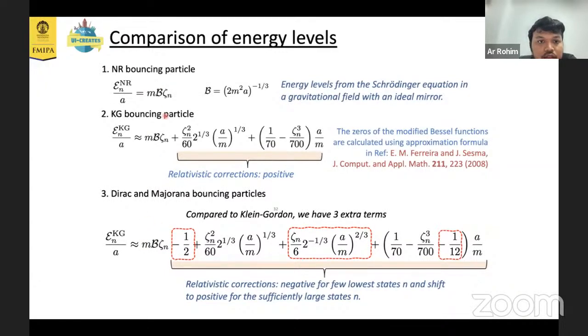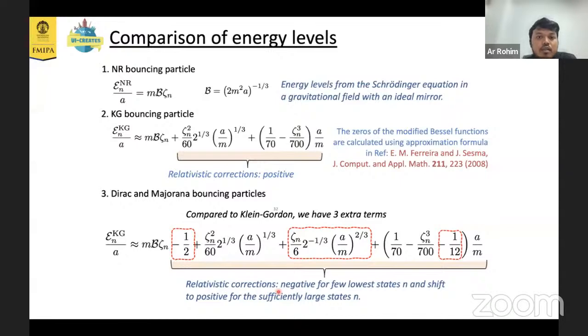If you take the non-relativistic limit, the energy recovers this energy. You can see the first term, but we have this additional term, and this additional term can be understood as relativistic corrections. The behavior is negative for a few low states n, and shifts to positive for sufficiently large states n. When the state is relatively low, this term is dominant, so the correction is negative, but when the state is relatively high, the positive term is dominant.